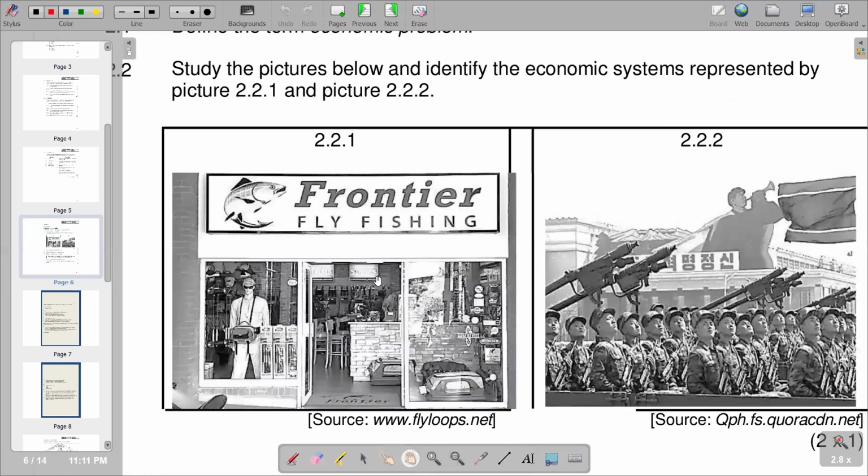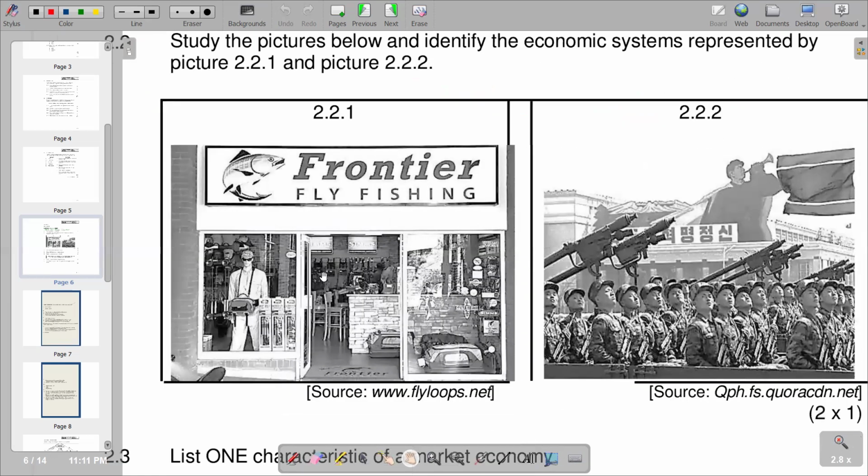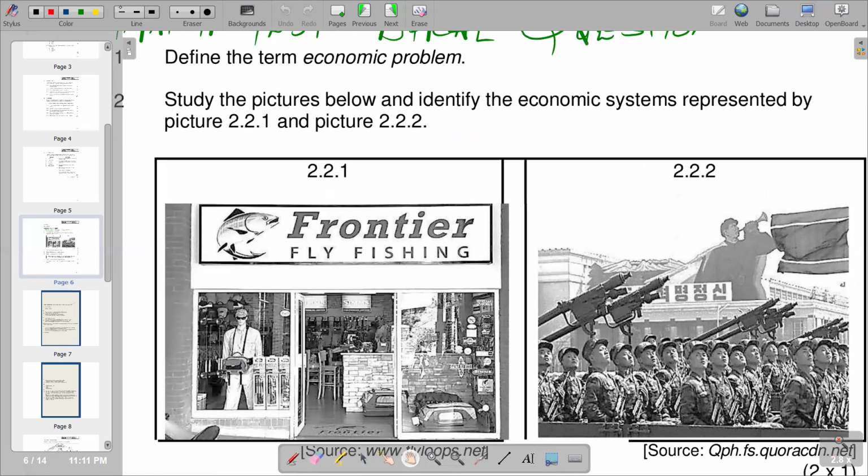We have our pictures, whereby on the first picture, 2.2.1, we have a frontier fly fishing, and then a picture of a shop. Remember, we have to identify which economic system that is, according to the question. Going to our picture, you see that this is indicating private ownership of a business. So obviously, this becomes the market economic system, or the free market economic system. So we are indicating 2.2.1 as the free market economic system.